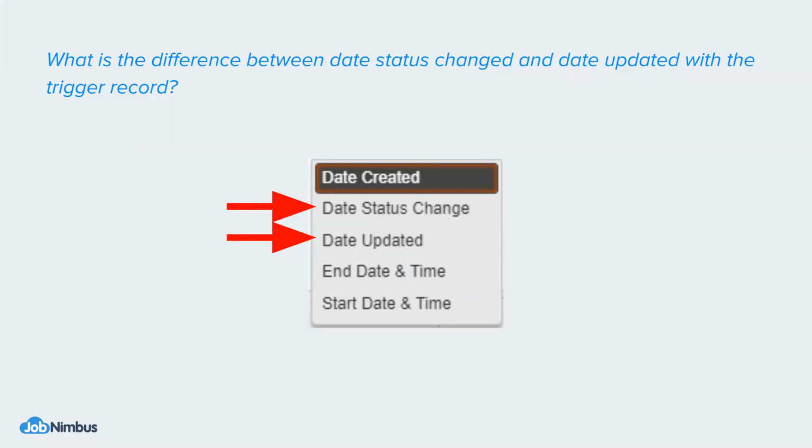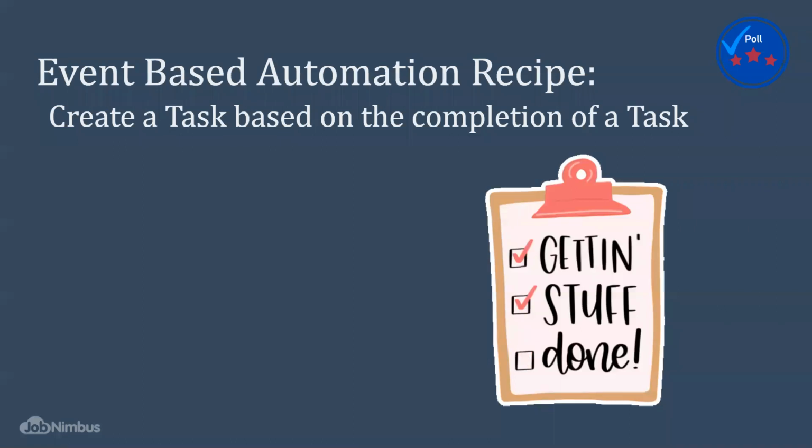So now that we have a good understanding of what automation rules can be used for and the difference between event-based automation and time-based automations, let's build some rules together. All right, let's start by answering a poll first of all, and then we're going to build an event-based automation.